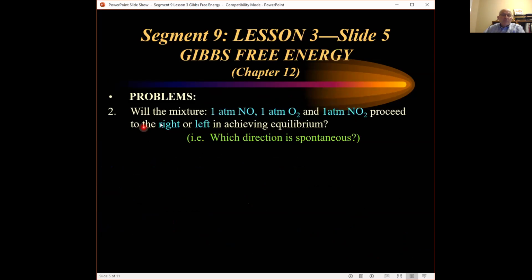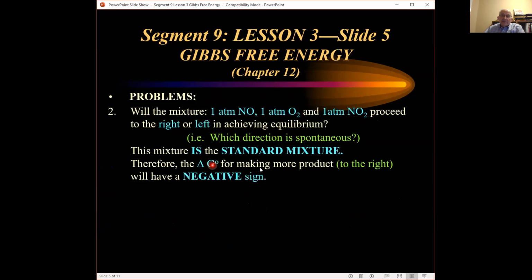Now, will a mixture, 1 atmosphere of NO, 1 atmosphere of O2, and 1 atmosphere of NO2 proceed to the right or to the left in achieving equilibrium? Which direction is spontaneous? Well, this is the standard state. So we can look at the sign of the delta G, and it was negative 69.74.